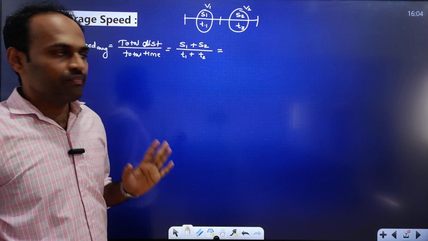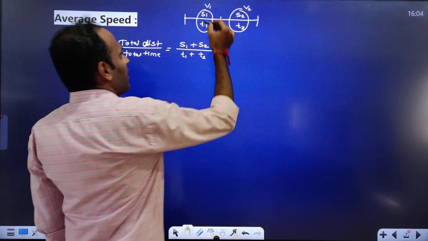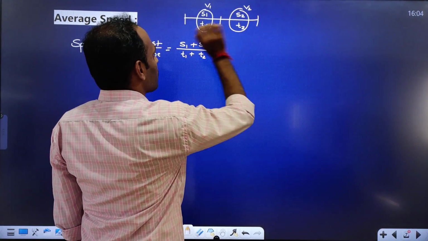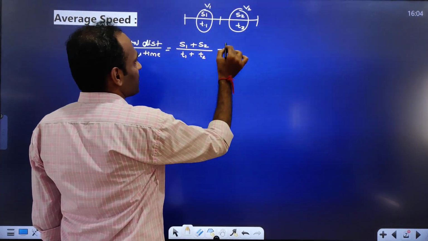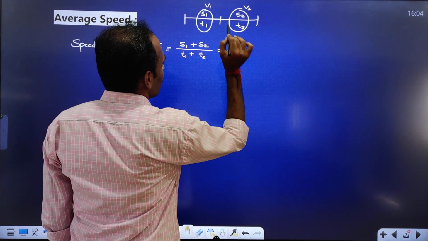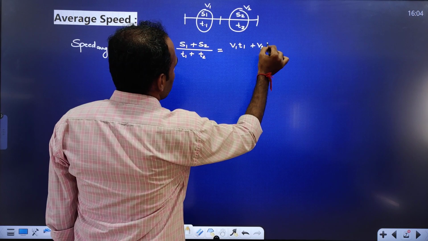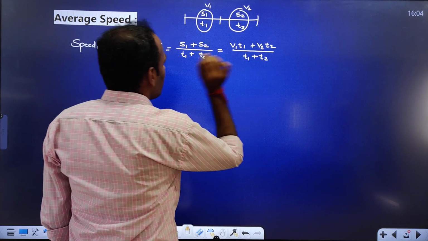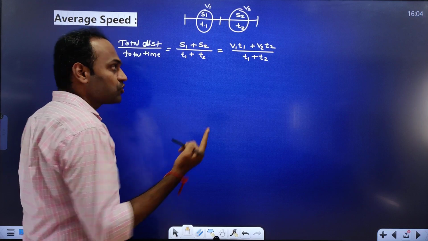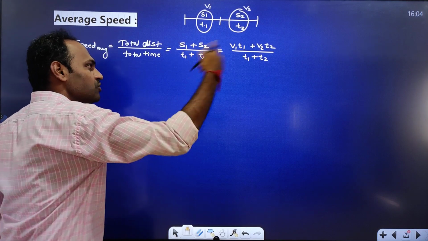Suppose I was given V1, T1, V2, T2 and S1, S2 were not given. Then to express this, the same formula I have to write like this: V1 into T1 plus V2 into T2 divided by T1 plus T2. Like this we have to write. V1 and T are known. So I am expressing the displacement S in terms of V and T.